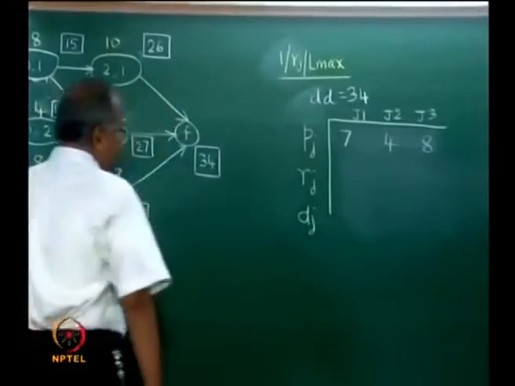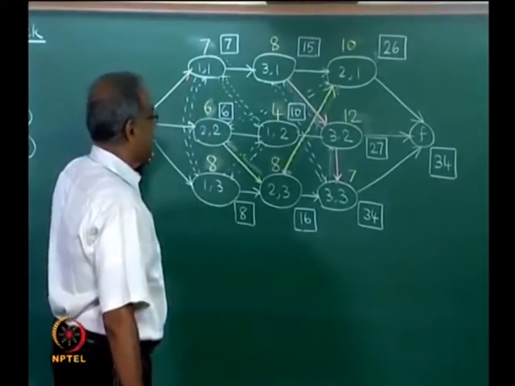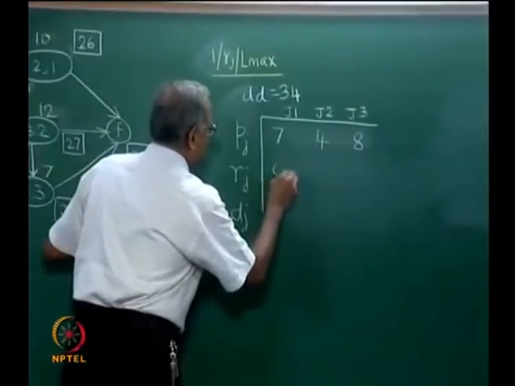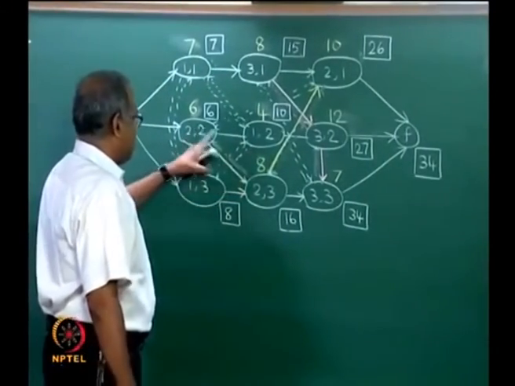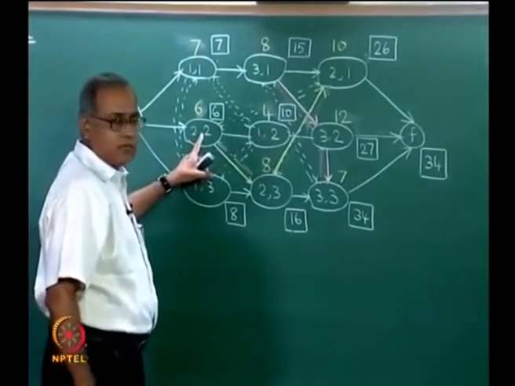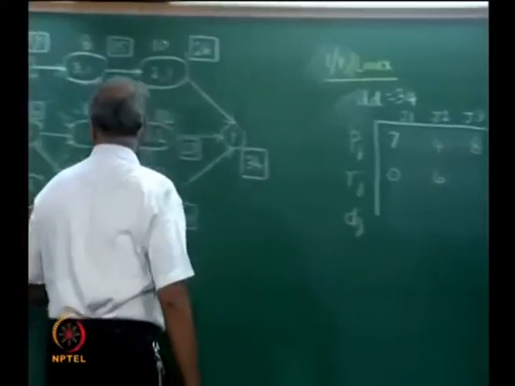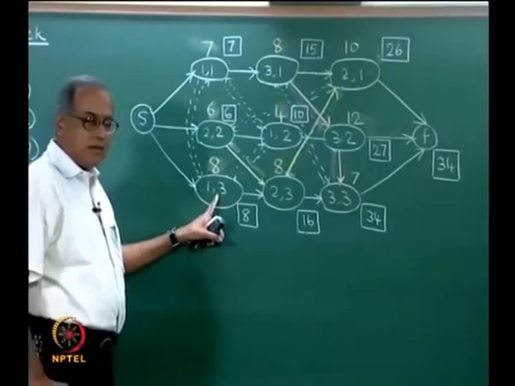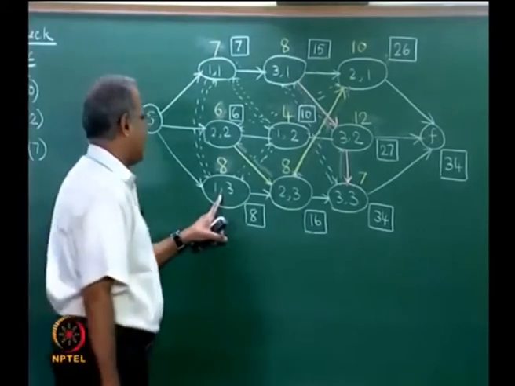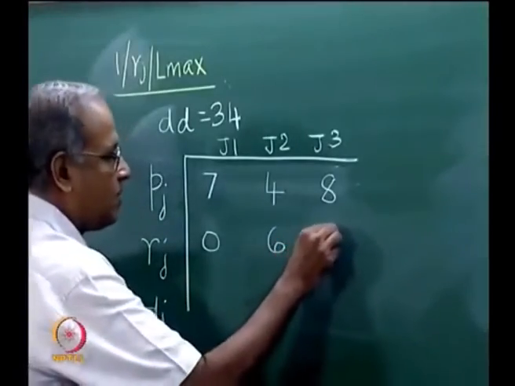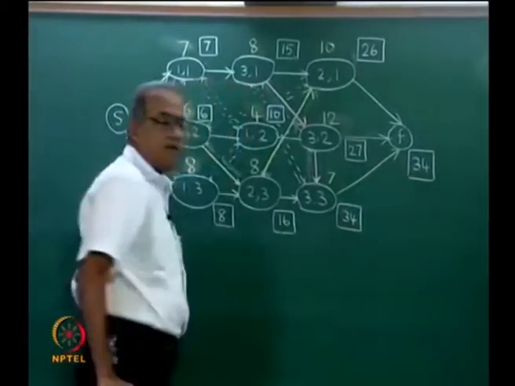So if we take job J1 on M1, the earliest this is available is at time equal to 0, so Rj will be 0 for this. Now here, the earliest J2 is made available is after it goes through this machine, therefore Rj will be 6, and as far as J3 on M1 is concerned, the earliest it is available is at time equal to 0. Now we look at the due dates. The due date remains as 34.